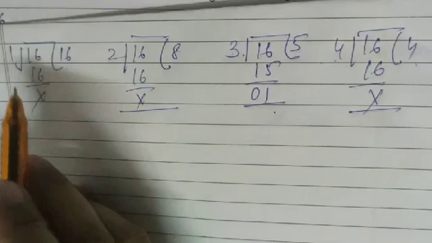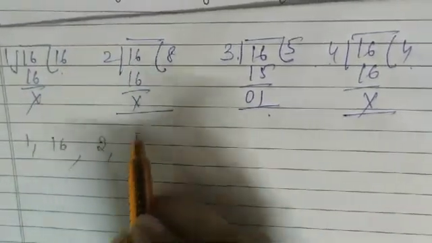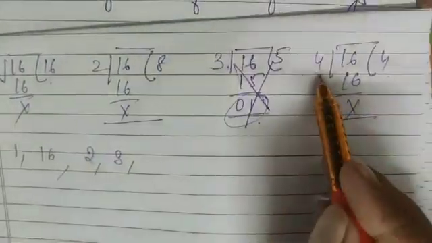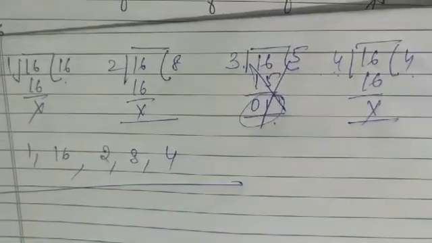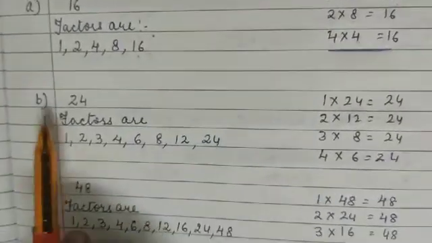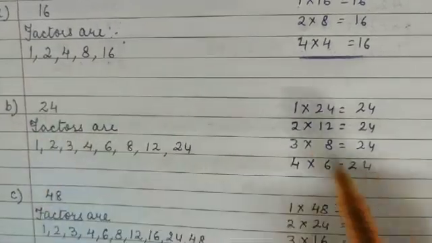Now what are the factors? 1, 16, 2, 8. Not completely divisible means not a factor. So here only 4. So these are the factors. Clear? Now move to the next one. Factors of 24. So again we will start with the table of 1.